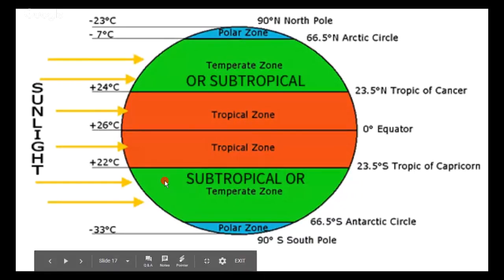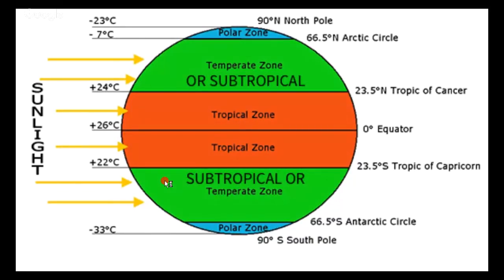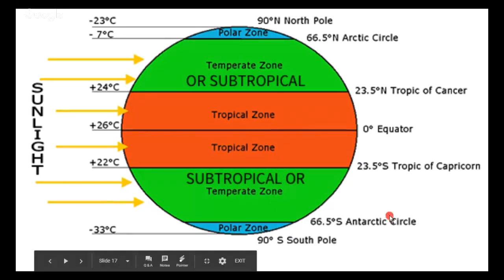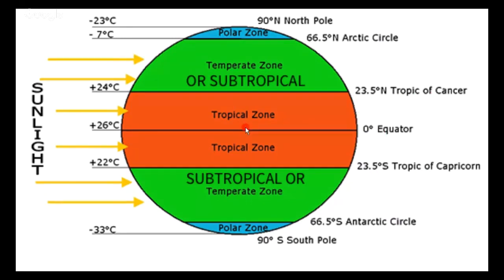Something that helps us to identify that. So these are major lines of what? Latitude. The lines of latitude run from east to west, but they actually measure angular distance north and south. So between 23.5 degrees south and 23.5 degrees north, what zone do we have? The tropical zone.